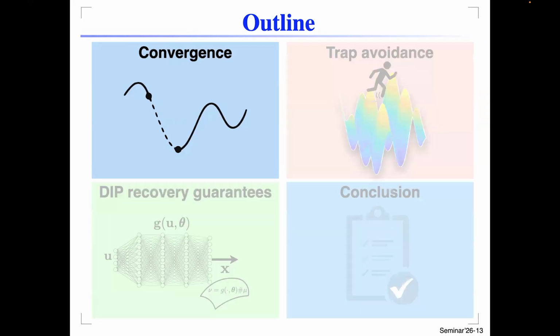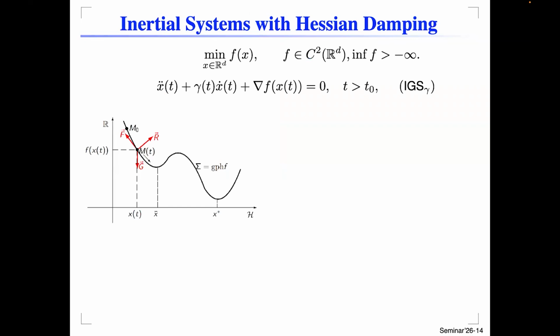Okay, let's start with convergence. The first thing is I'm going to explain what kind of dynamics I'm considering. Recall I consider G to be 0. I'm trying to minimize F. I'm going to assume that F is even C2 and bounded from below.